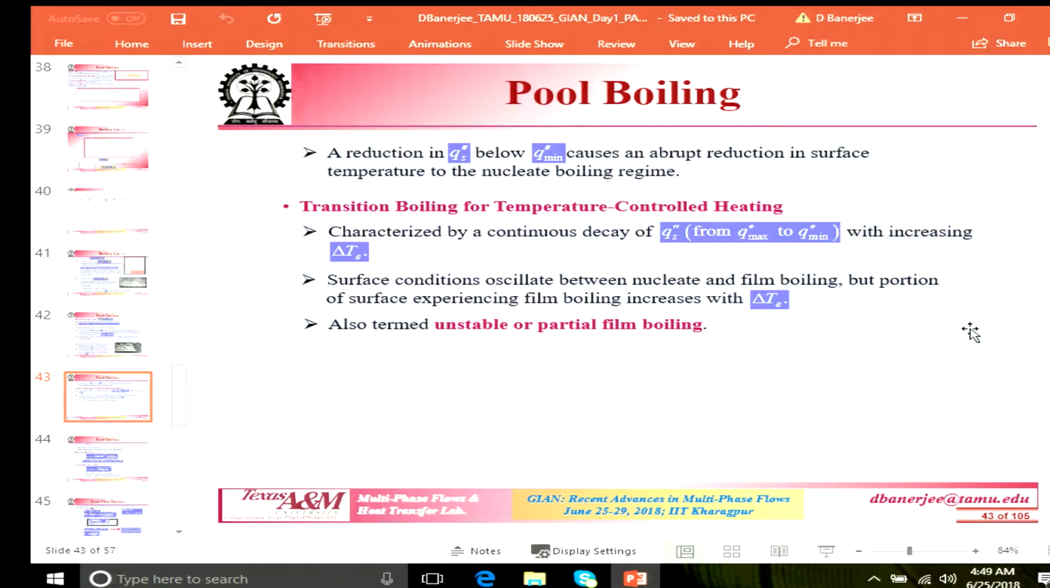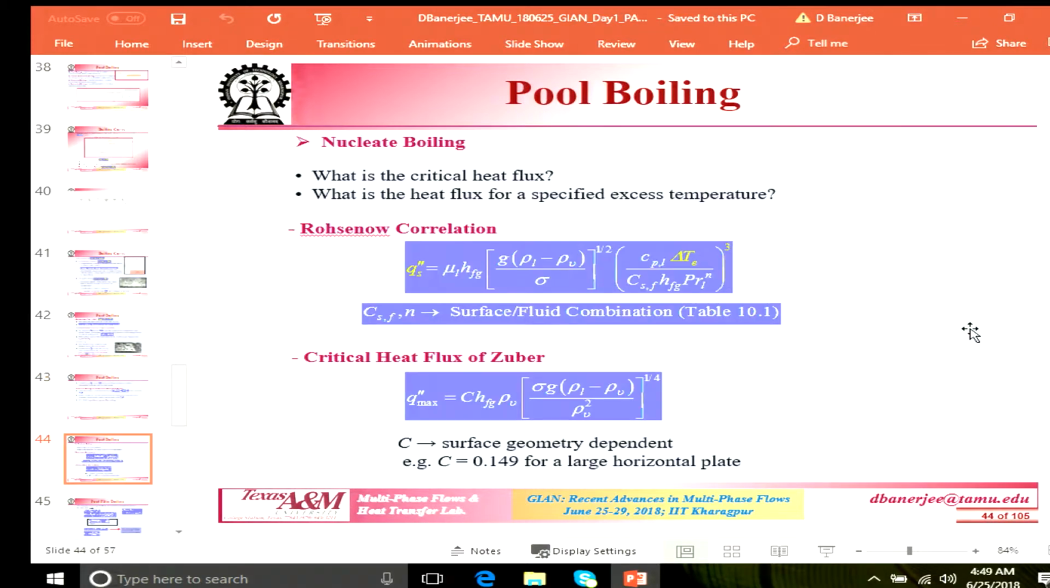And then for transition boiling, you can do two different ways. You can do a heat flux controlled experiment, or you can do a temperature controlled experiment, but in either case it is very difficult to repeat the experiment. And when it comes to pool boiling, the nucleate boiling part of the curve is given by Rohsenow's equation, and here your heat transfer is proportional to delta T cubed.